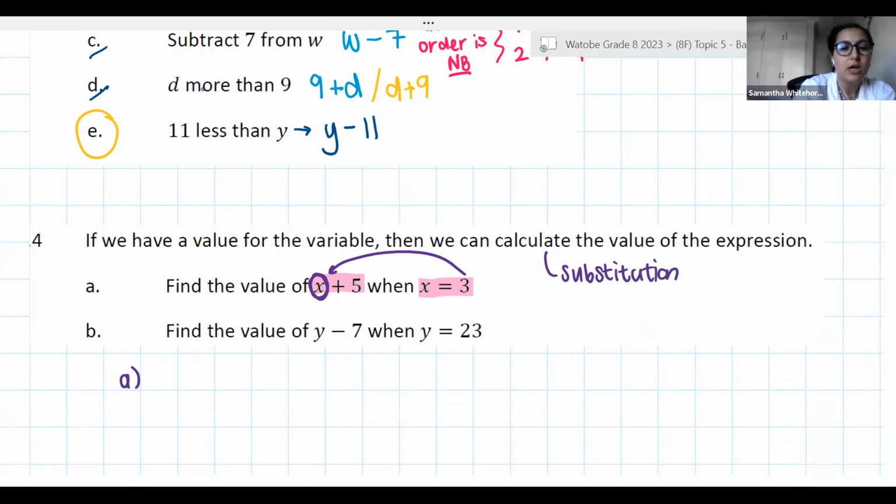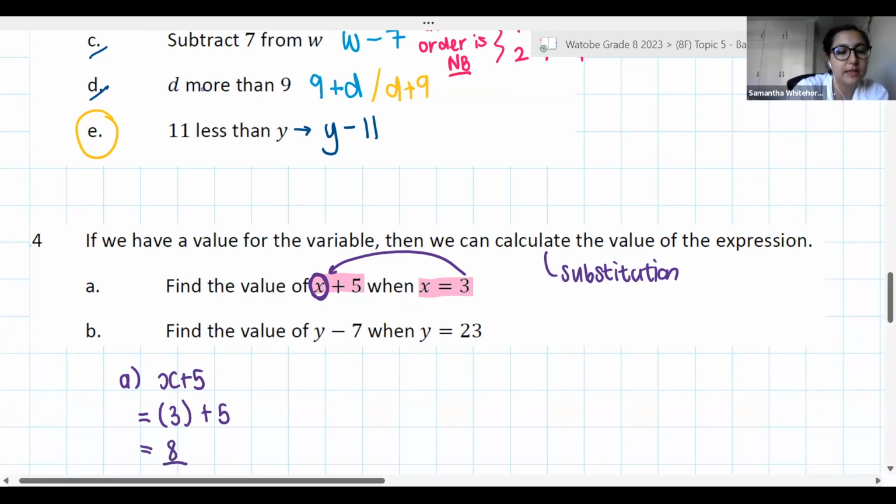Substitution. So we've got x plus 5. We now know x is 3, so we can fill in 3. And guys, always use brackets when you're substituting, just in case there is a sign that you need to be careful of. But here, there's no signs we need to stress about. We've got positive 3 plus 5. And so we know that our sum here is 8. So if I give you the value of a variable, the letter, you can use substitution to work out the value of the whole expression.